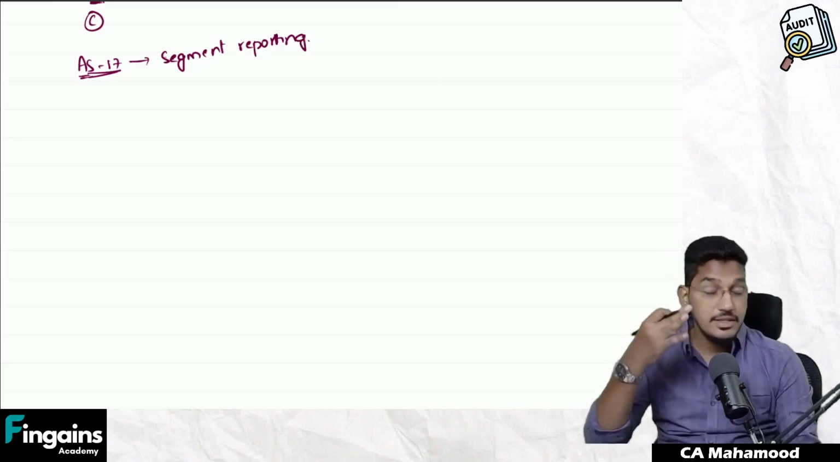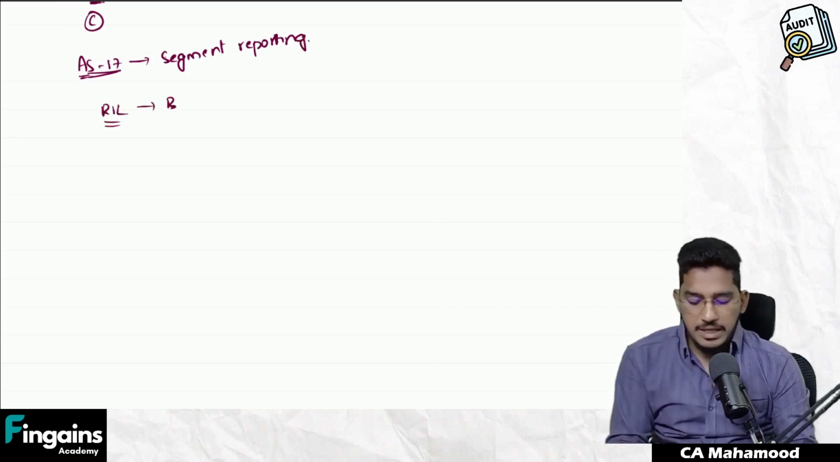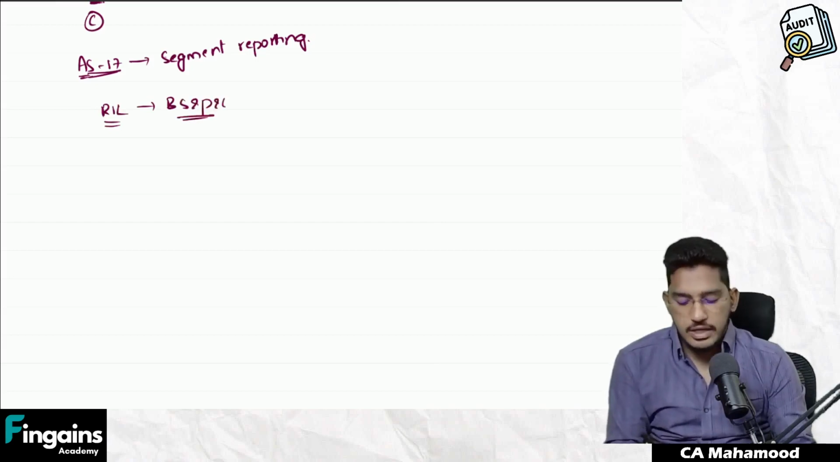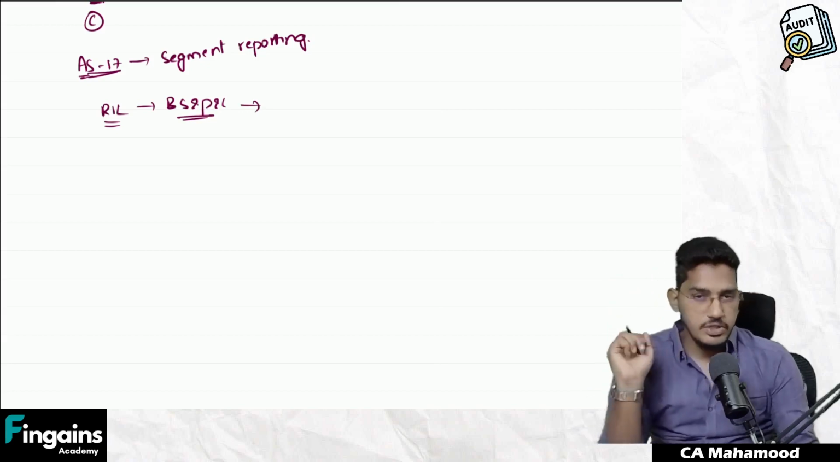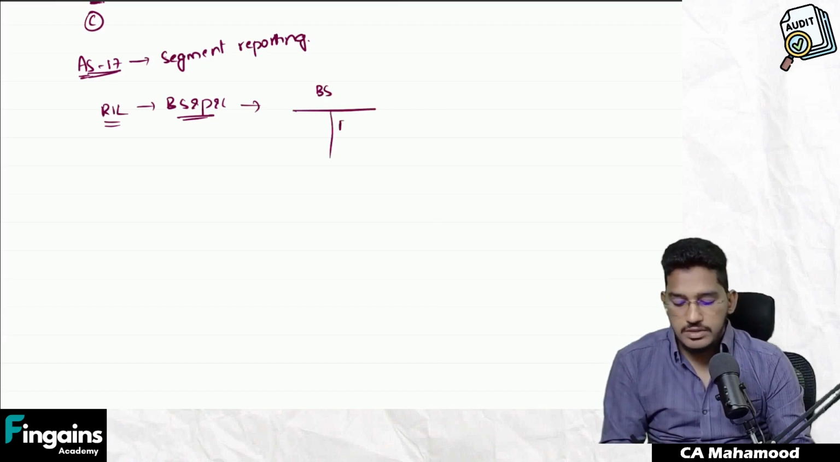So that segment wise information you have to present. Take for example Reliance Industries Limited. See, when you open the balance sheet and P&L of Reliance Industries Limited, you will be able to see the company's overall financial performance and financial position. You might see that the total fixed assets of the company are some 2 lakh crores.